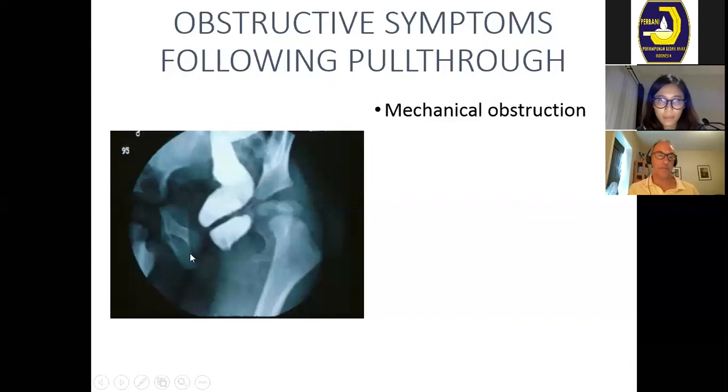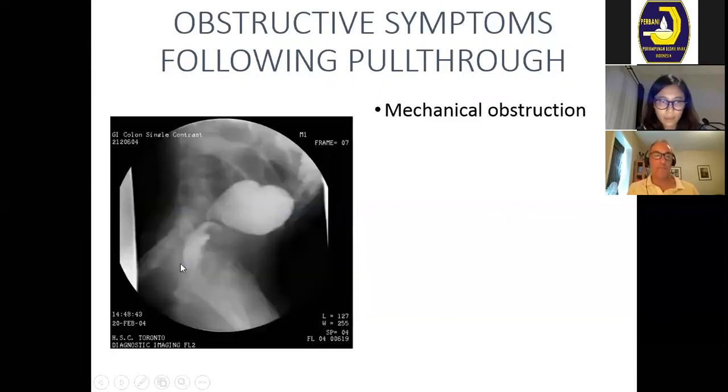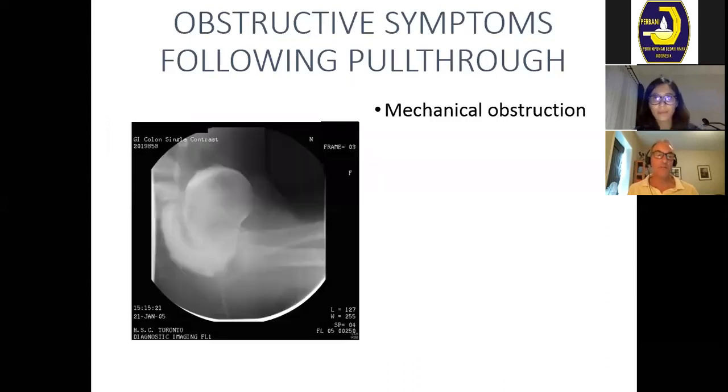This is obviously a very tight stricture. This is a child who had a twist of the pull-through at the time of the pull-through. Most of these problems caused by mechanical obstruction require either significant dilatation or a redo of the pull-through. This is a child who had a Duhamel procedure. And this is one of the problems that you see after a Duhamel sometimes.